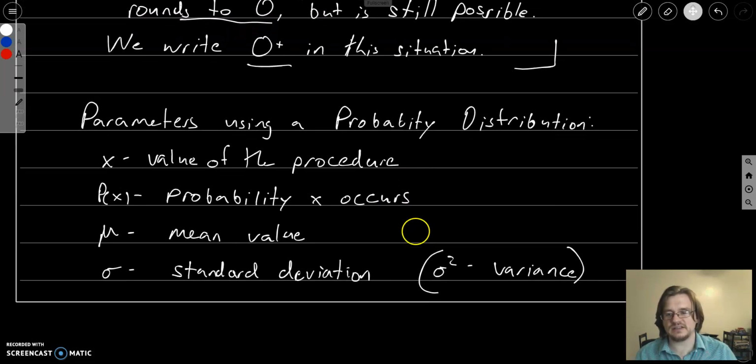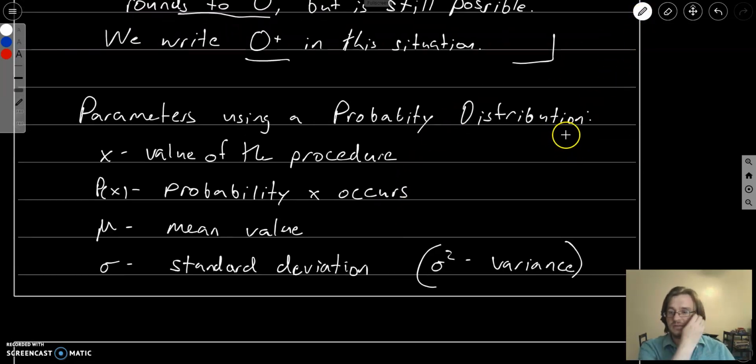The last thing that we'll look at in this video are some parameters here. So again, we'll use x to denote the value of the procedure. We could use any letter we want here, but quite often it'll be x. P of x is just the probability that x happens, the probability that x occurs. And then there are the two parameters that we've seen before. We have the mean and the standard deviation. Because we're looking at an entire probability distribution, we're looking at the entire population, so we're going to use mu rather than x bar to denote the mean. And the standard deviation, which roughly tells us how spread out the data is, or I should say the data are.